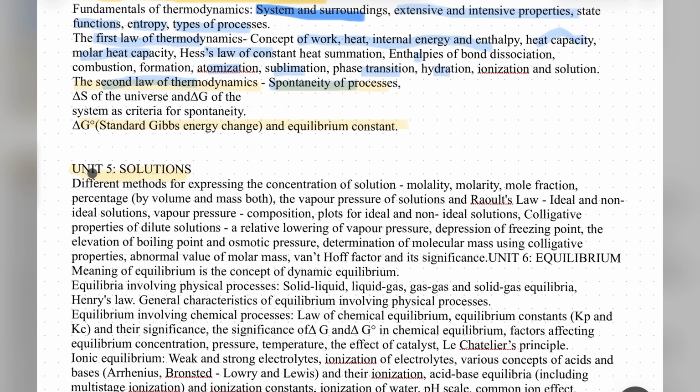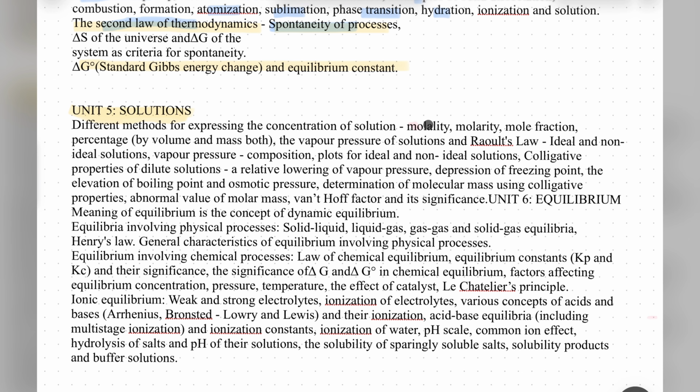We'll go for solutions here. Right? Solutions. This is a second year topic. Molarity, right? Mole fraction, right? And vapor pressure, conditions. That is Raoult's law, also given. Ideal and non-ideal solutions, and non-ideal solution plots, graphs. Colligative properties are there, right? So that is the first one: relative lowering of vapor pressure, depression of freezing point, elevation of boiling point, and osmotic pressure. These are the four colligative properties.